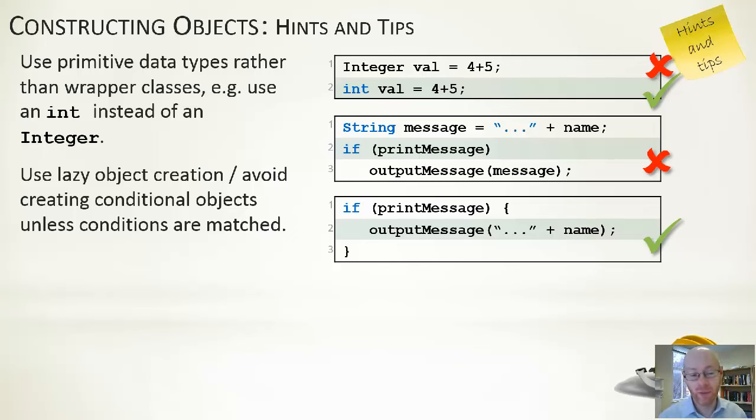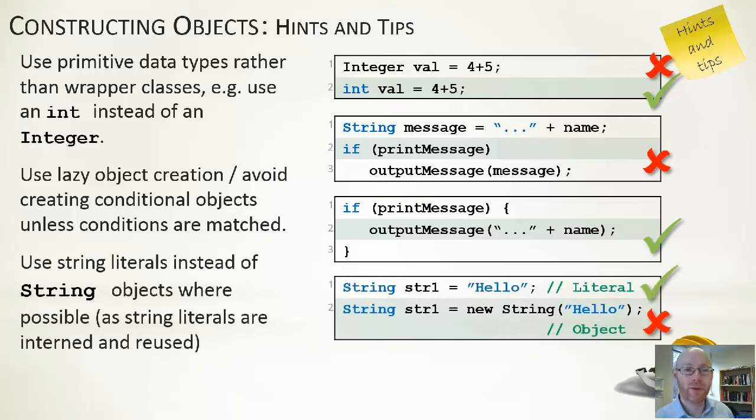So the form we have at the bottom, those 3 lines there, is better. If we need to print a message, then at that point, let's create an object that we're going to be printing out and carry on. So we do it lazily, we don't unnecessarily create it.